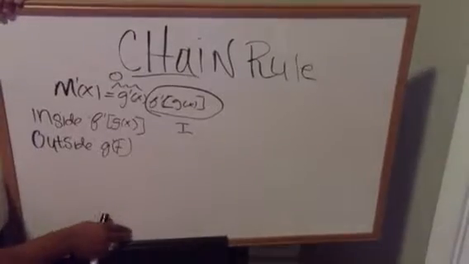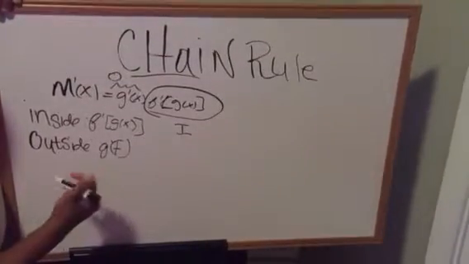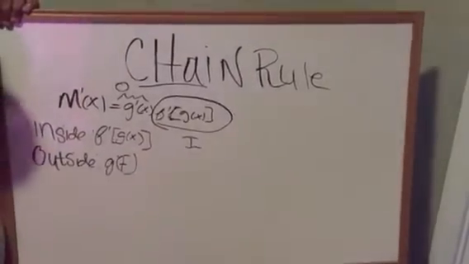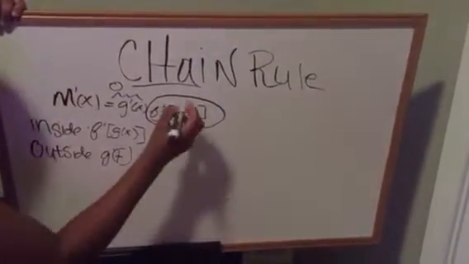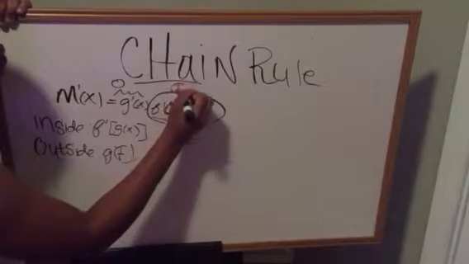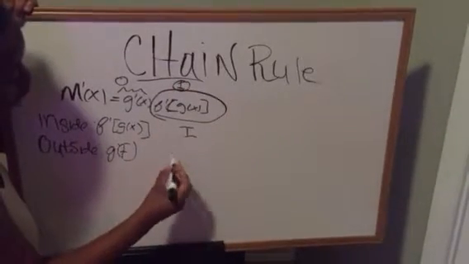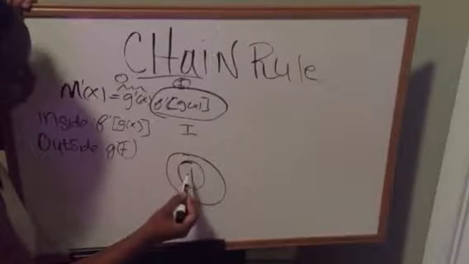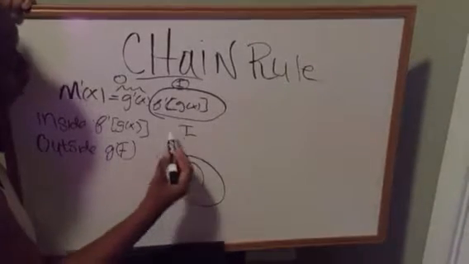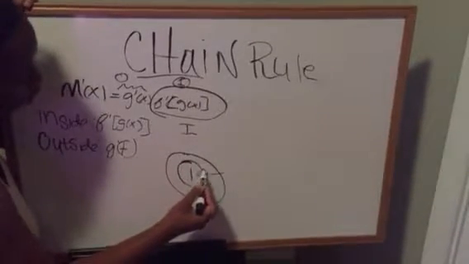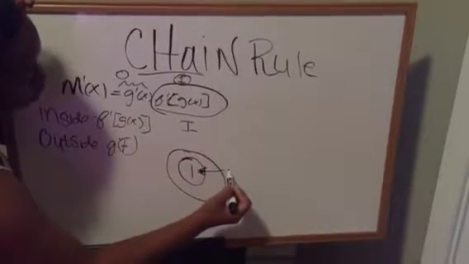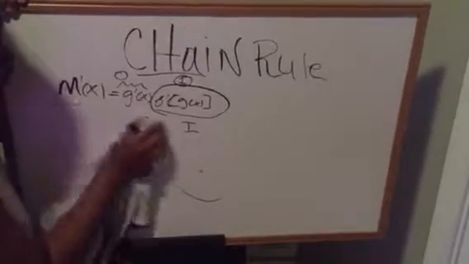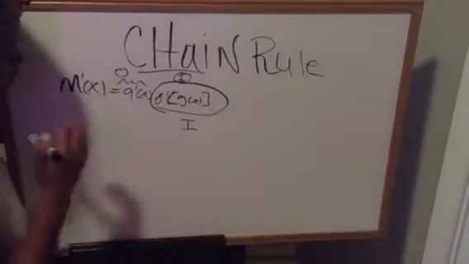Okay? And once we have these two functions in an equation, we first take the derivative of the inside function. You can kind of think of it as like a group. If you're inside of the circle, you get first priority. So we always give first priority to the inside of the function because we have to work from the inside out.